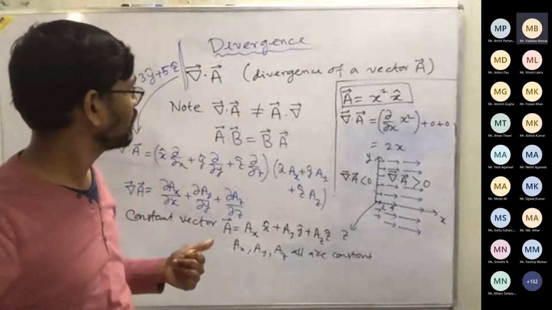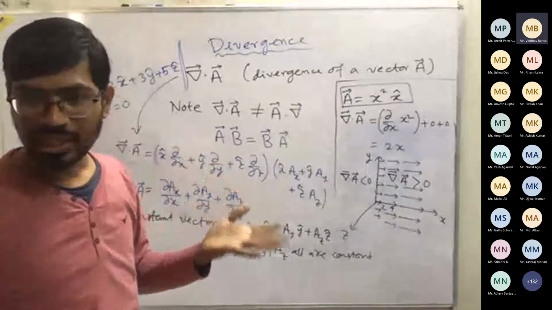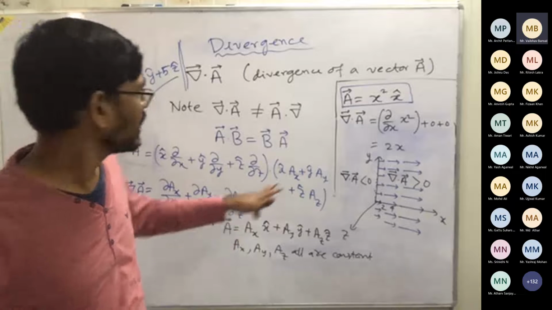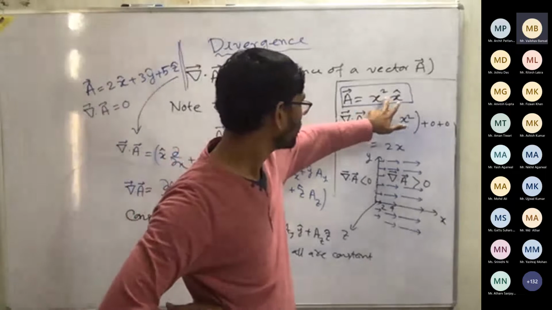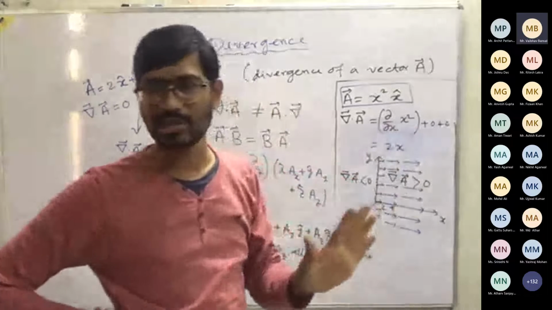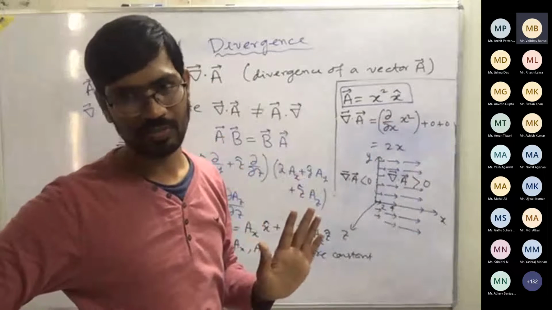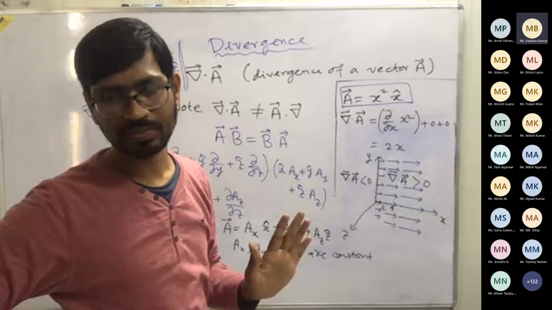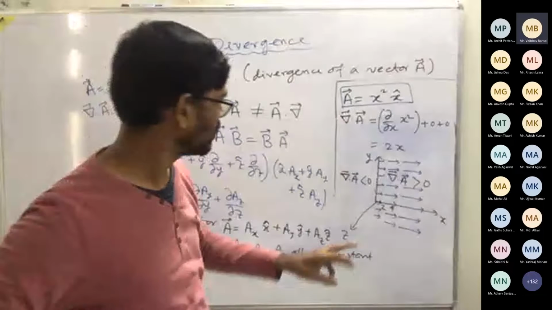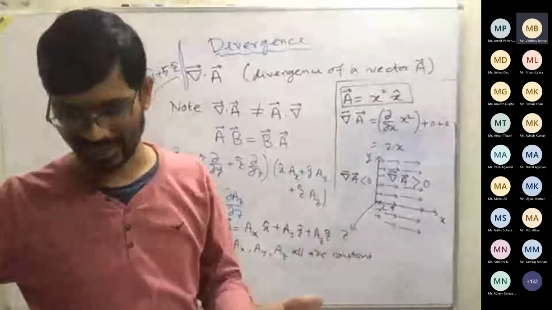But we can have a space dependent vector, like in this case, x square x cap, whose divergence is 2x, but its divergence is 0 at x equal to 0. So there is no source or sink.